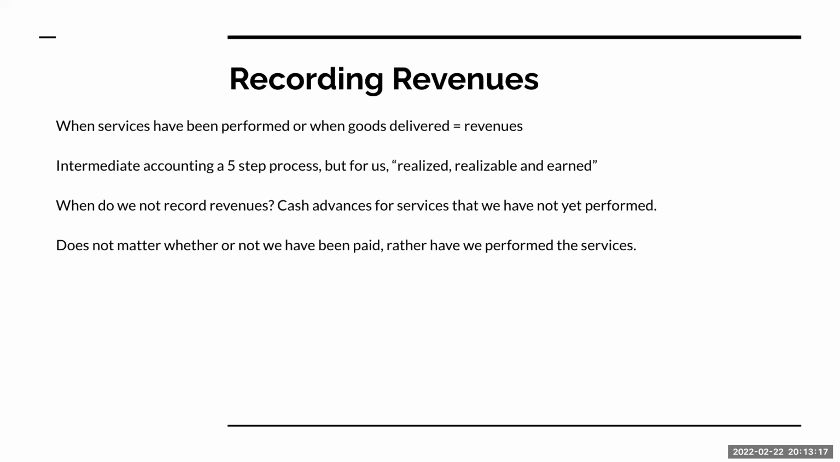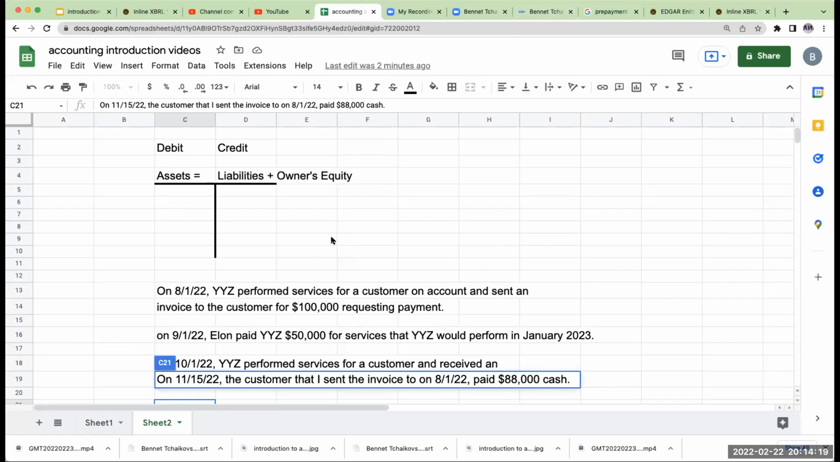Also, what's really important too is, when do we not record revenues? If I receive a cash advance for services that I have not yet performed, I don't record revenues. In fact, I'm going to record a liability. But when it comes to recording revenues, the key thing is, have I gone through and performed the services? So let's take a look at a couple of different examples. So let's look how we go through and record revenue.